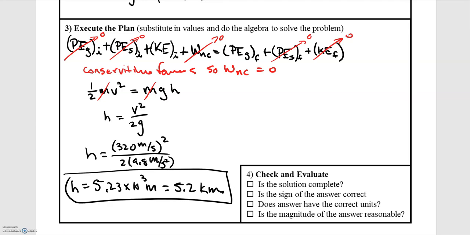And that matches up with the sign that we were expecting and the units. And the magnitude is what we were given of 5.2 kilometers. So we're good.